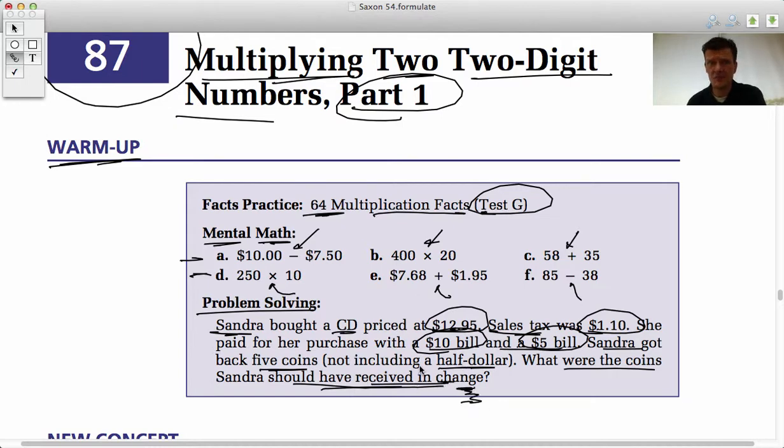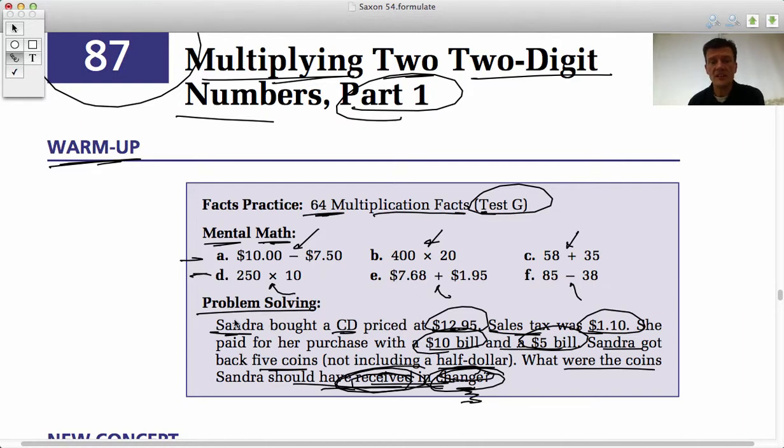Now that's a lot of information in one problem, but you have to take it bit by bit, break it apart, and just deal with little chunks of the information. Also, look at the question here at the end and realize where you're going, what direction you're heading. You're trying to look at the change that she received. So you want the difference between what she owed and how much money she gave the cashier. That difference is going to be basically the change that she receives back.